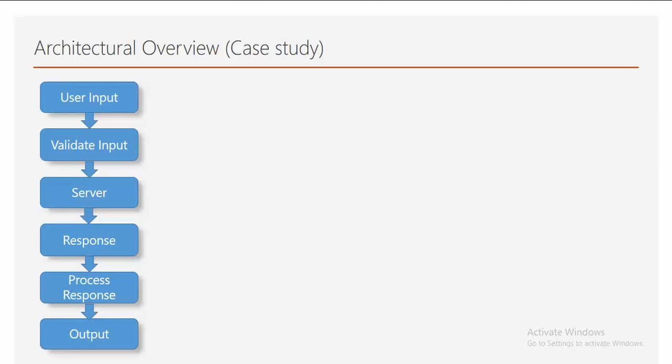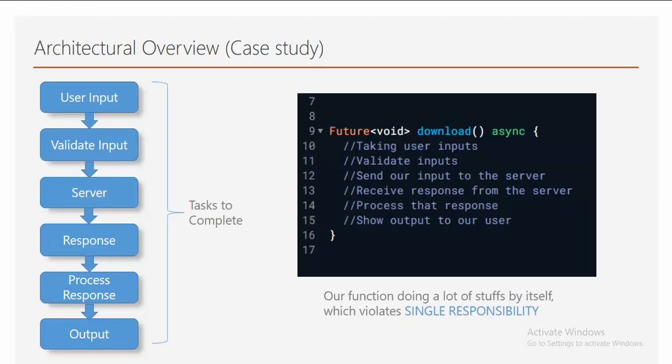Let's consider a case where we want to download some data from the server based on some queries or user inputs. Then process or convert that data to make it suitable for our UI components to show to the user. We can write a single component, a class or a function, which will consist of all the code it requires to perform our job.